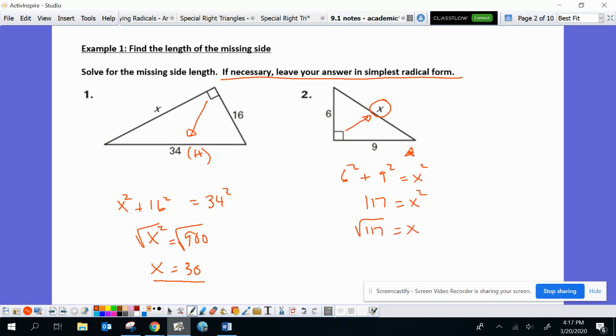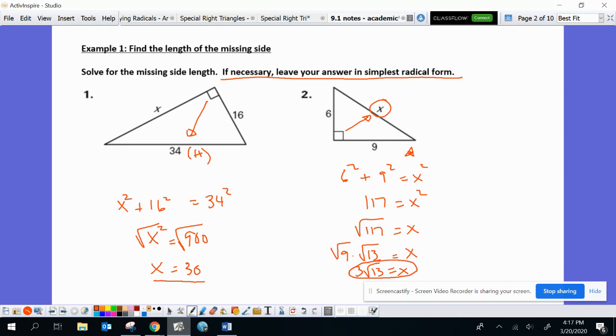So now it's time to put into action what we learned the previous 2 days. Can we find a perfect square that goes in there? We have. It's square root of 9 times square root of 13. Square root of 9 is 3. 3 roots of 13. Final answer, x is equal to 3 roots of 13.